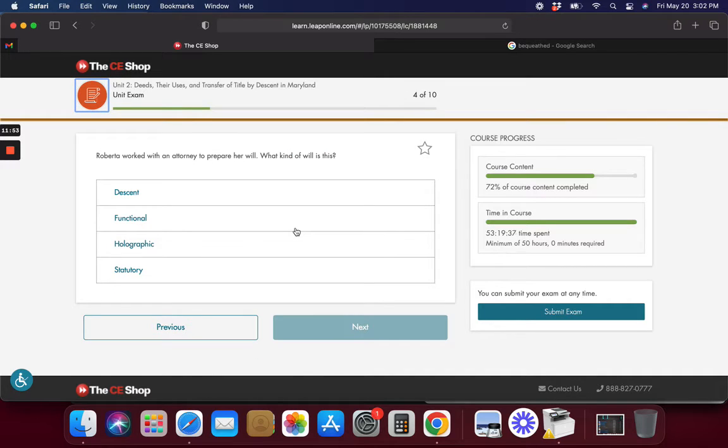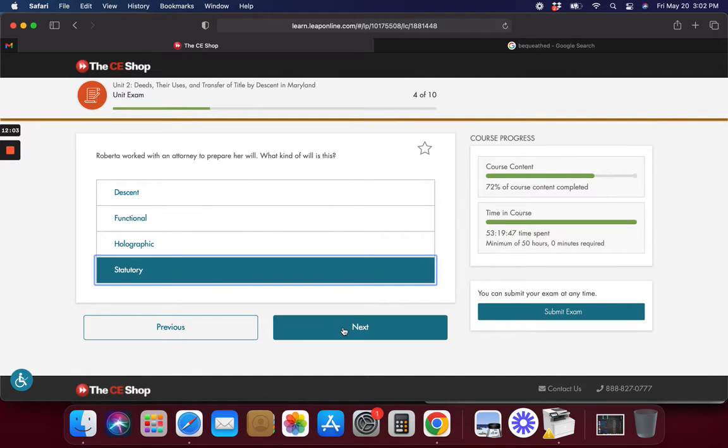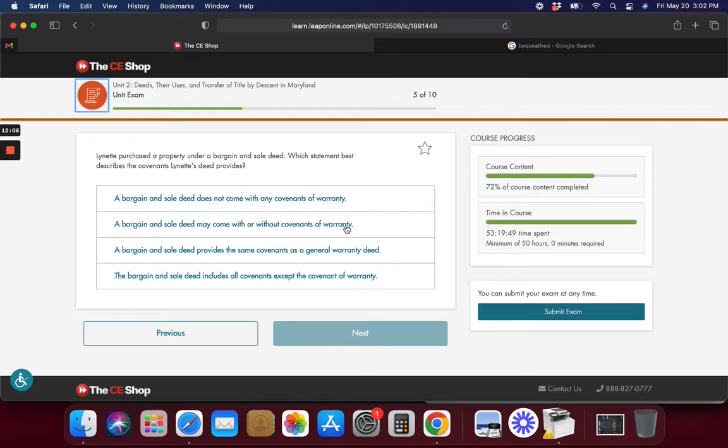Roberta worked with an attorney to prepare a will. What kind of will is this? I'm thinking it's statutory. I don't know how they expect us to remember all these. Oh my God, there's so many of them. Anyway, I got some flashcards in another video if anybody is interested and needs more help with this. Apparently I do. Okay, Lynette purchased the property under bargain and sale. Which statement provides the covenants the deed provides?